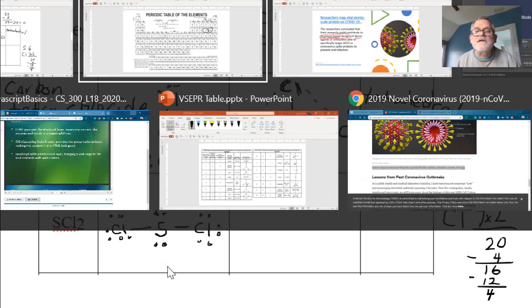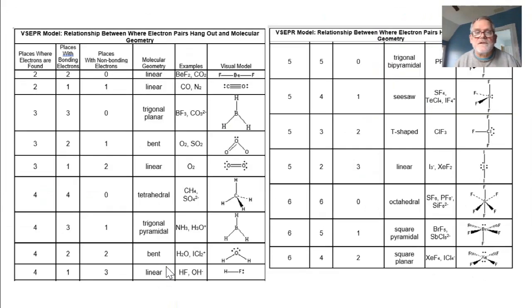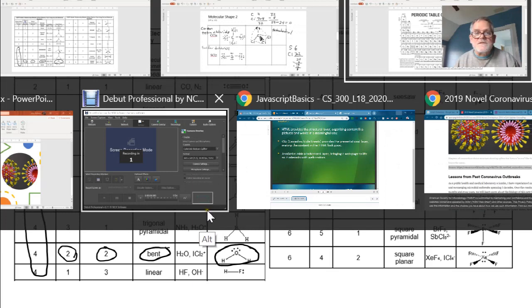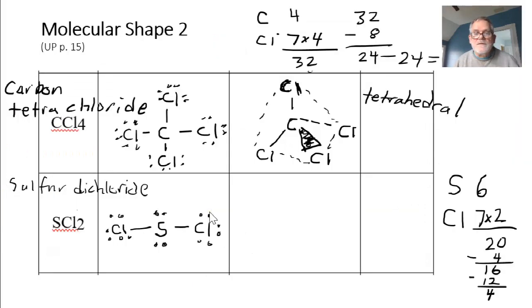Then we go to our VSEPR table. Let's find it here. There it is. There are 4 places where we find electrons. These are our choices right there. Of those 4 places, how many are bonding and how many are not bonding? Well, there are 2 single bonds and 2 lone pairs. So this is the structure. It's a bent structure, and here's a model, very similar to H2O. So let's go back to our, we know that it's bent.